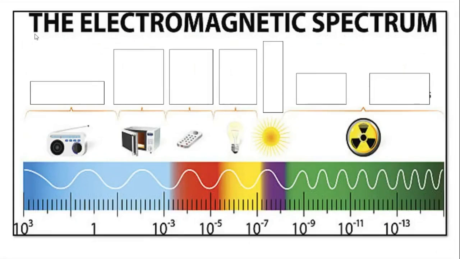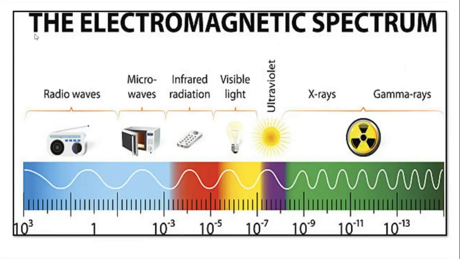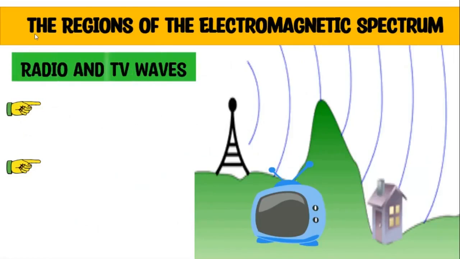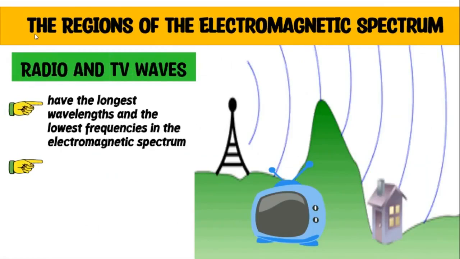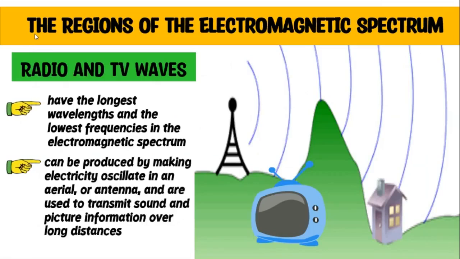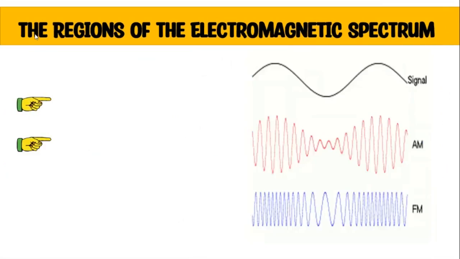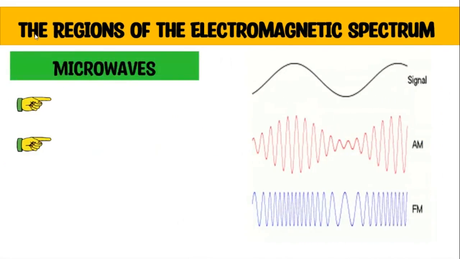Now let us go to the regions of the electromagnetic spectrum. First, we have the radio waves and TV waves. Radio and TV waves have the longest wavelengths and the lowest frequencies in the electromagnetic spectrum. They can be produced by making electricity oscillate in an aerial or antenna and are used to transmit sound and picture information over long distances.